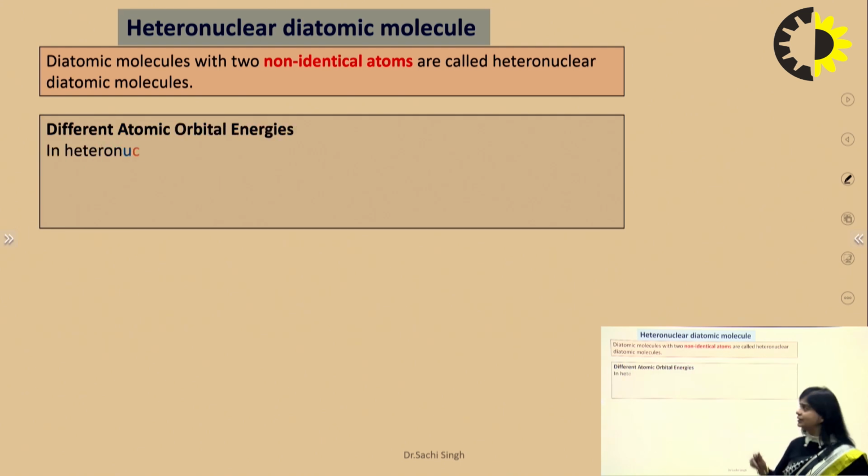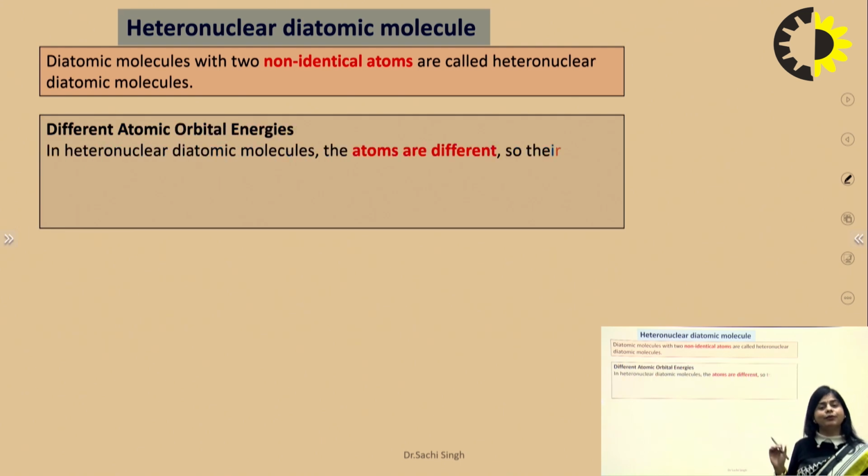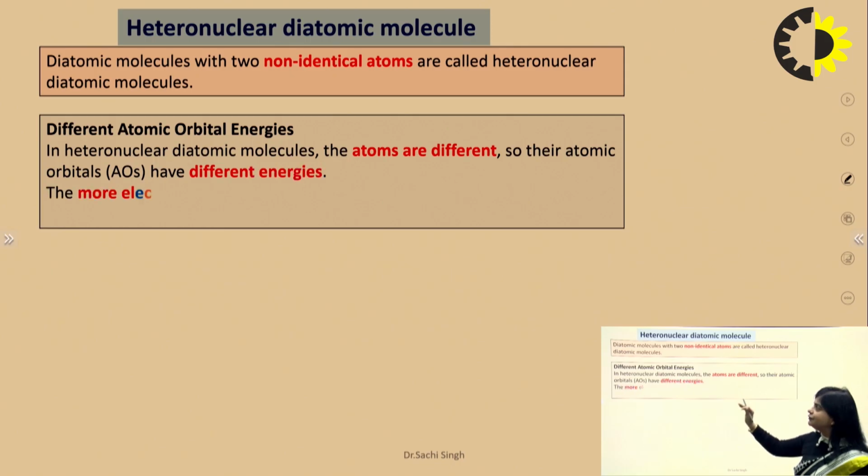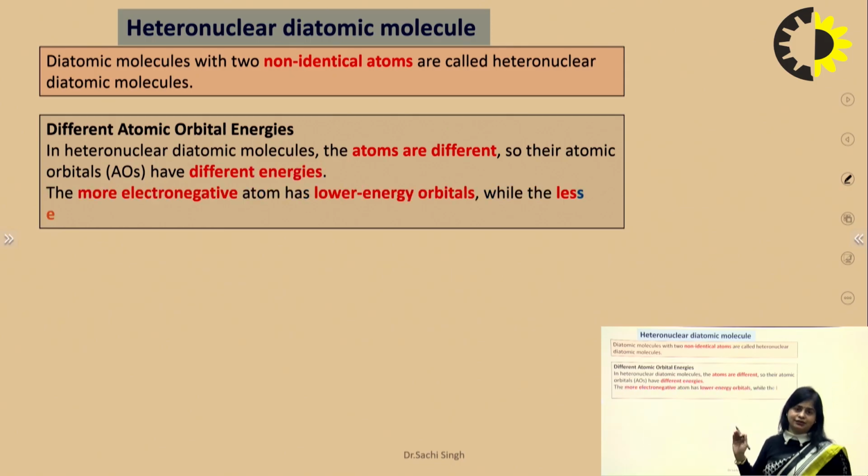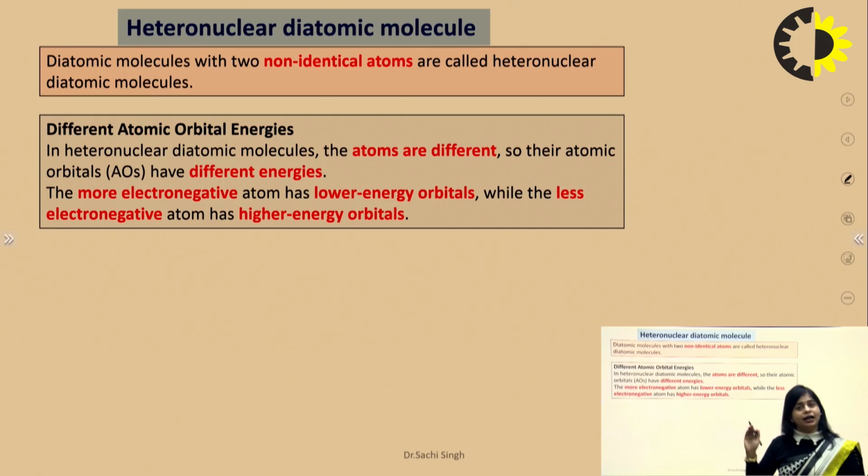Now, these heteronuclear diatomic molecules have different atomic orbital energies. That means in heteronuclear diatomic molecules the atoms are different, so their atomic orbitals have different energies. The more electronegative atom has lower energy, while the less electronegative atom has higher energy.